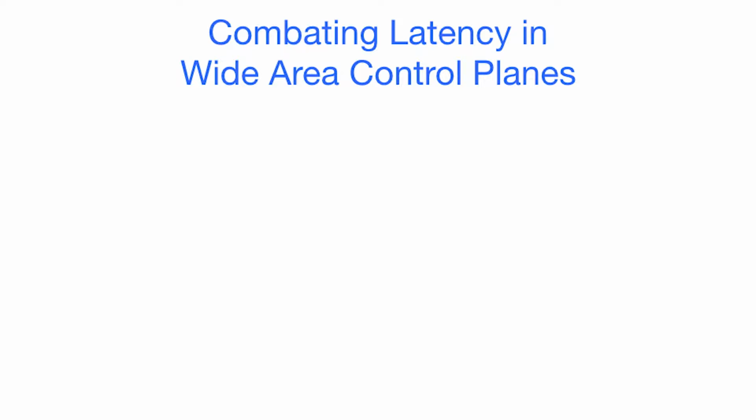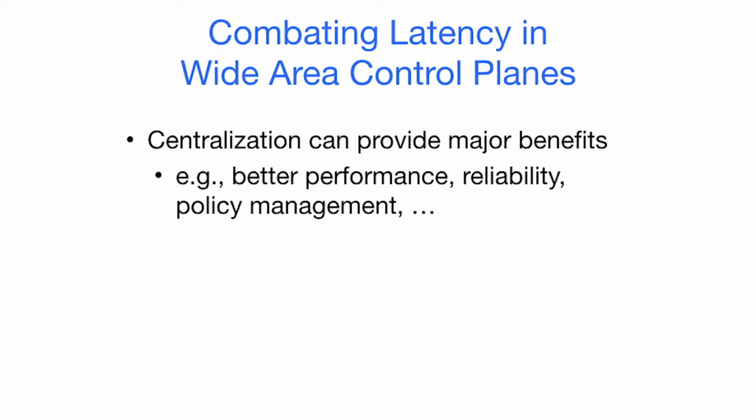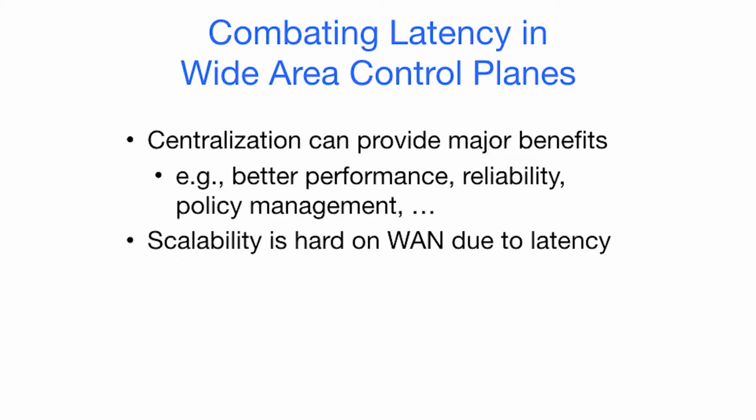So we all know that centralization can provide you with many major benefits. These are things like better performance, better reliability, ease of policy management, things like that. But when you take the centralization out of, say, the data center, scalability can be really hard in the wide area due to the latency. So where are these sources of latencies coming from?